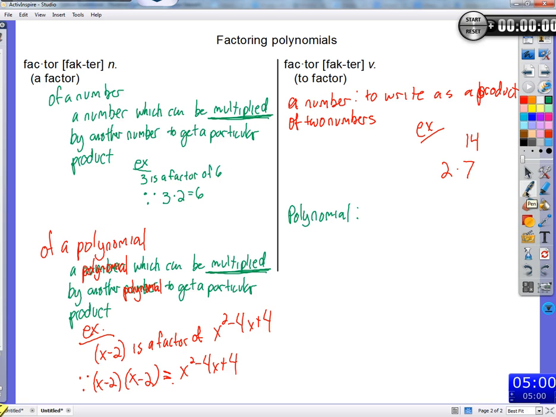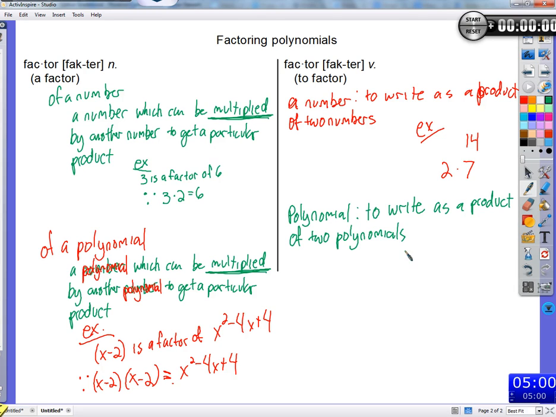Okay. And by that process, what we do is write a polynomial as a product of two polynomials. If we had to distribute, that's what it looks like. It looks like a polynomial times another polynomial. Writing the product of two polynomials. Okay. So 14, we factored it as 2 times 7.